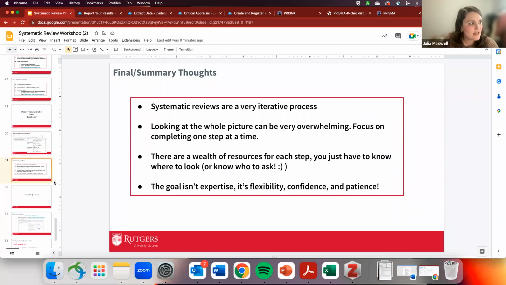A couple last minute thoughts. Systematic reviews are super iterative. I feel like every time I help with one, I get better at doing them, and I'm sure you'll find the same; the comfort level and confidence go up and up. There's a wealth of resources for each step, but you just have to know where to look or who to ask, which you can ask me. And again, the goal isn't ever to be an expert in every single one of these steps. It's more about feeling confident in being able to start them and knowing where to go to develop more skills.